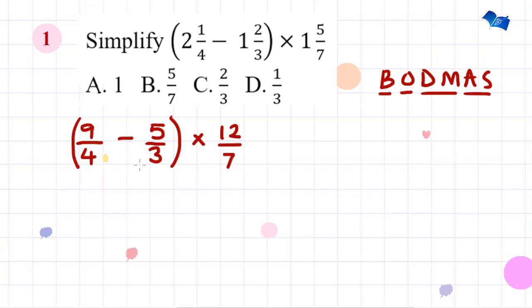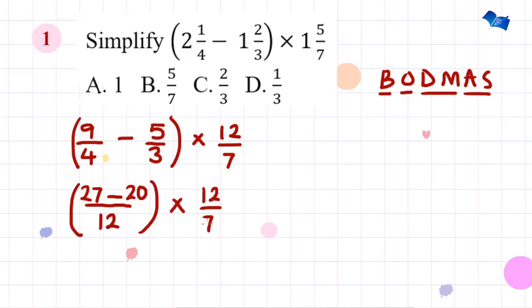All right, the denominators are different, so we'll look for the LCM. LCM of 4 and 3 is 12. What will be at the numerator? We'll say 12 divided by 4, that is 3. 3 times 9 is 27. Minus 12 divided by 3 is 4. 4 times 5 is 20. Then times 12 over 7. Now what's 27 minus 20? That is 7. 7 over 12 times 12 over 7.